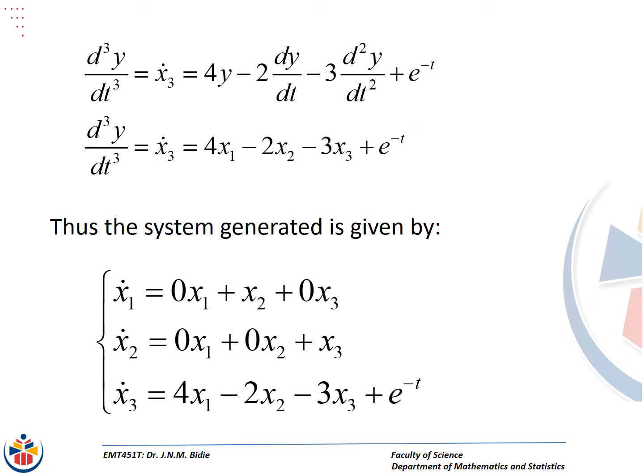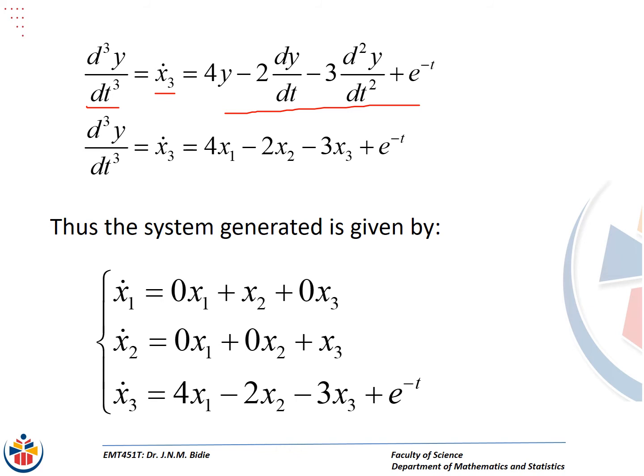In order for us to do that, firstly, we recognize that the highest derivative in that equation was the third derivative. And the third derivative will definitely be equal to x3 dot. Why? We had said the second derivative is equal to x3. So that means the third derivative is x3 dot. And how then do we find the formula? All we did was to take everything in the original equation, we take it all the way to the right-hand side. Note the order.